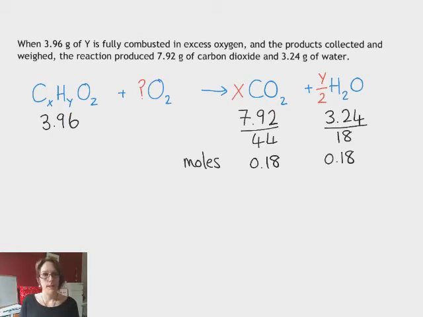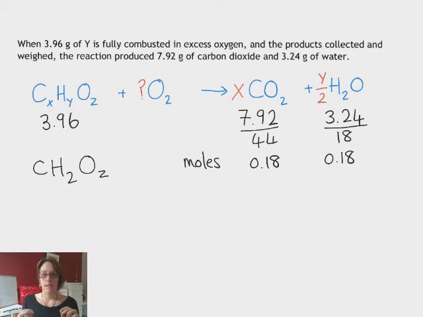So what it's telling me about Y is that a 3.96 gram sample of Y contains 0.18 moles of carbon, and it contains 0.36 moles of hydrogen. So the ratio between carbon and hydrogen is 1 to 2. So I'm 2/3 of the way through finding the empirical formula, which means I'm very close to working it out.